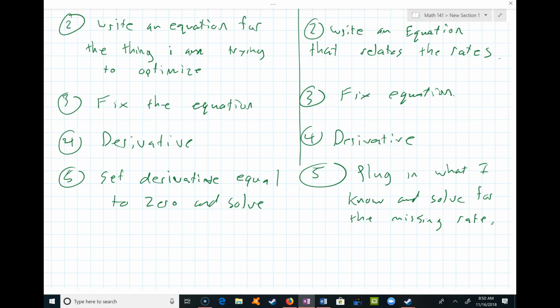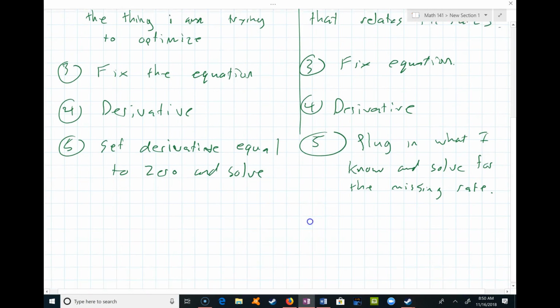Then, if it's optimization, you write the equation for the thing you're trying to optimize. If it's related rates, you write an equation that relates the rates. And the names of the problems help you remember what you're supposed to do, right? That's kind of nice. Okay, so that's a quick summary.